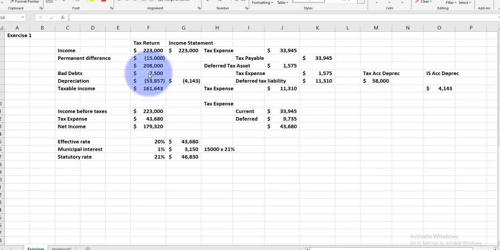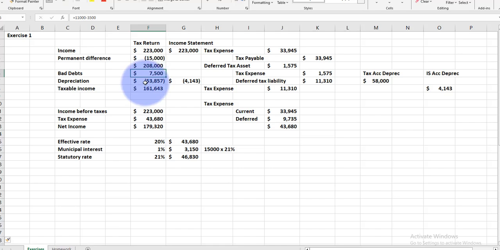Now, besides that, we have some bad debt scenario. Because this is our first year, we don't have any ongoing bad debts from past years. But this year we had our estimated allowance and we had write-offs, and they're not the same. That's what we would expect. In fact, they're different by 7,500: 11,000 versus 3,500. So on the tax return, we cannot deduct all of what was deducted on the income statement, so we add that back.